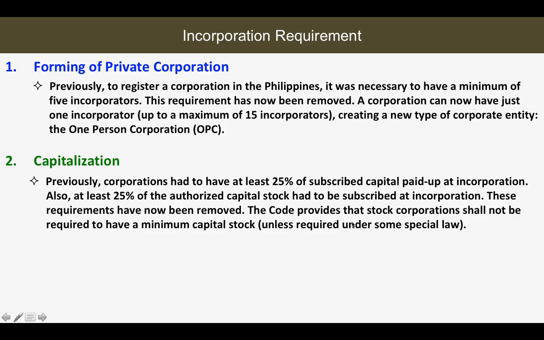The code provides that stock corporations shall not be required to have a minimum capital unless required under some specific law. Okay, so now these 25% were removed.